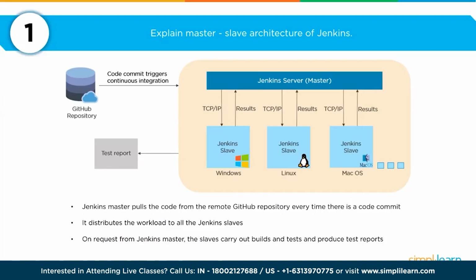So the first question you'll be asked about with Jenkins is explain the master-slave architecture of Jenkins. The way that Jenkins is set up is that the Jenkins master will pull code from your remote Git repository such as GitHub and will check that repository every time there is a code commit. It will distribute the workload of that code and the tests that need to be applied to that code to all of the Jenkins slaves. And then on request, the Jenkins master and the slaves will carry out all the builds and tests to be able to produce test reports.